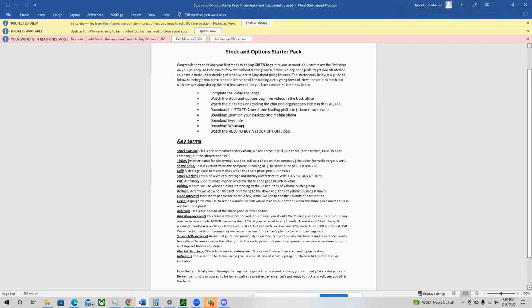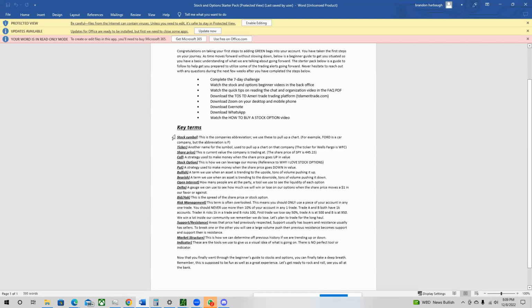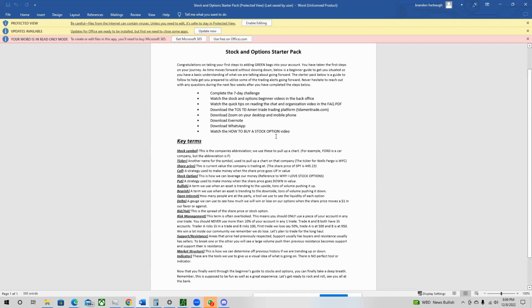Key terms. I'm not going to go over all this, but understanding what a symbol is, a ticker, the share price, bullish, bearish, open interest, delta, risk management, support, resistance, market structure. You can go over all this at your convenience. You're more than welcome to take a picture of it or just reach out to me and I will send you a copy. Moving along.